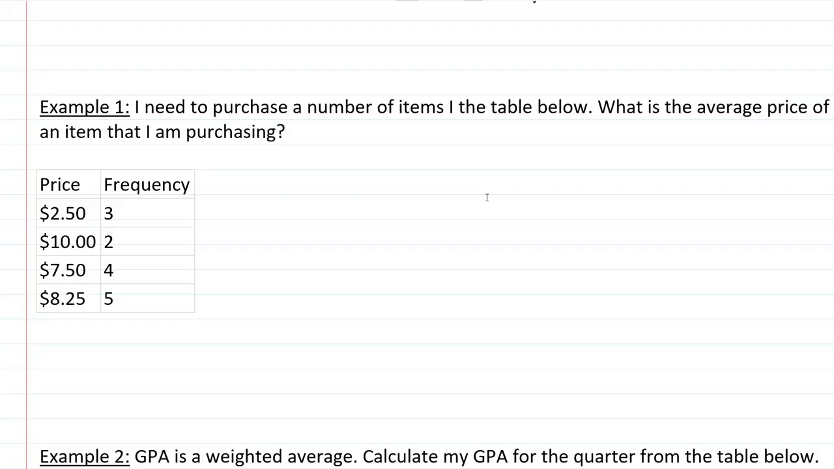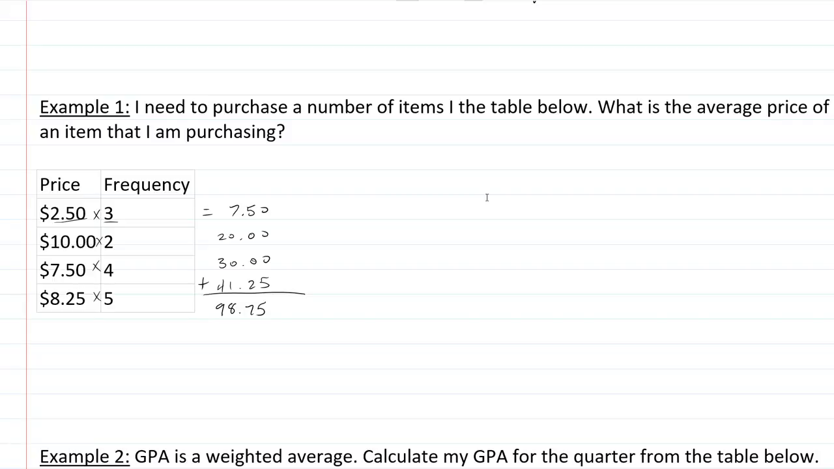So what we do is we multiply the price by the frequency. So 250 times 3, if we carry out all these multiplications, 250 times 3, or 2.5 times 3 is $7.50. 10 times 2 is $20. 750 times 4 is $30. And 825 times 5 is $41.25. So we add these all up. And if we punch this into a calculator, we would get $98.75.